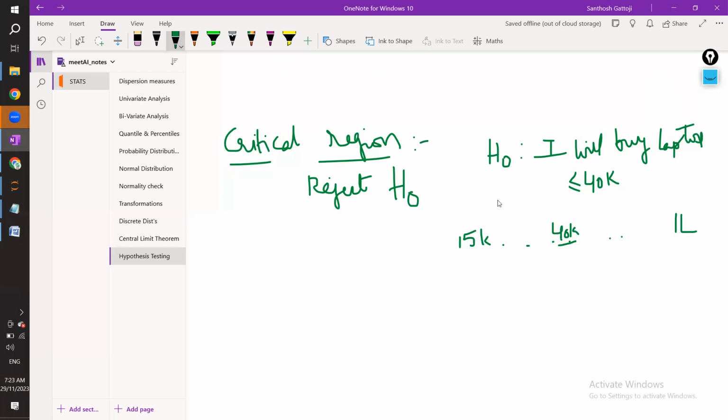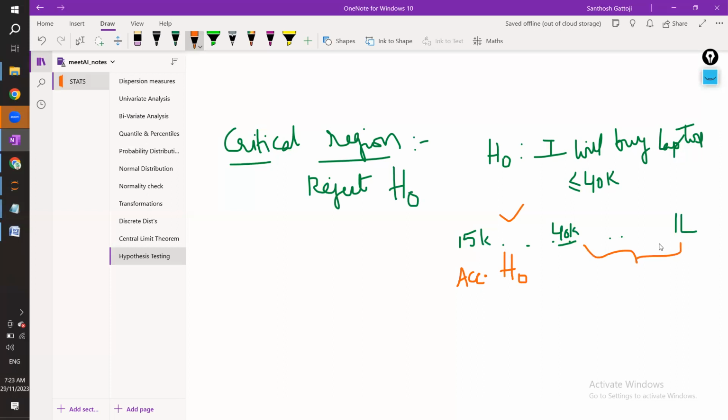Right. So in this region, wherever the laptop is costing from 15,000 to 40,000, I will be able to afford it. I can buy it. I can spend that much amount of money, so I will buy it. So here my null hypothesis is true. That means I will accept the null hypothesis, because null hypothesis is saying I will buy the laptop and I'm able to buy the laptop.